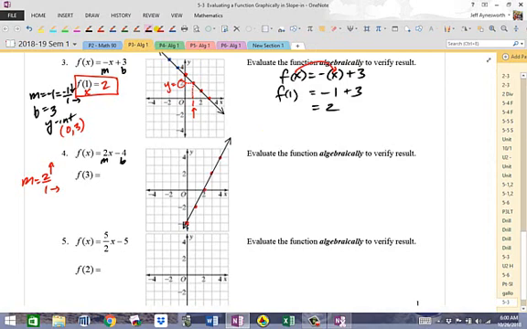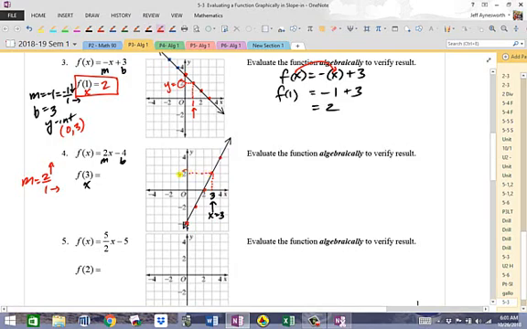Okay, what's f of 3? So when x is 3, what's y? Well, let's find 3 on the x-axis. It's right here. There's your x value. You go up to the function and move to the y-axis. So y is 2. So there you go.